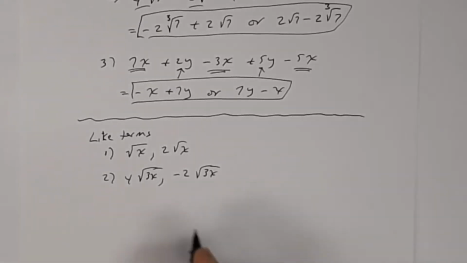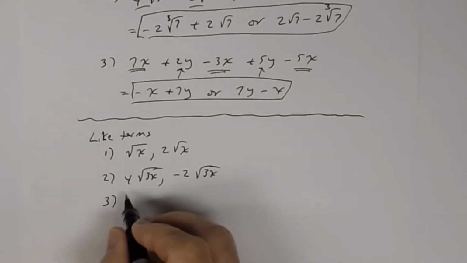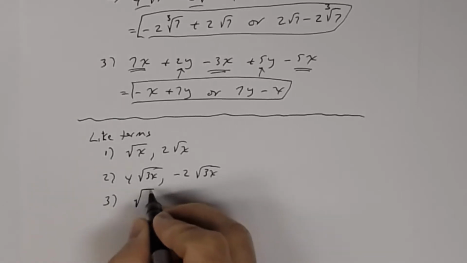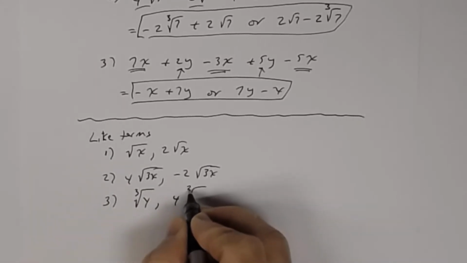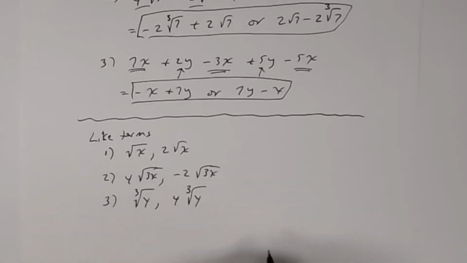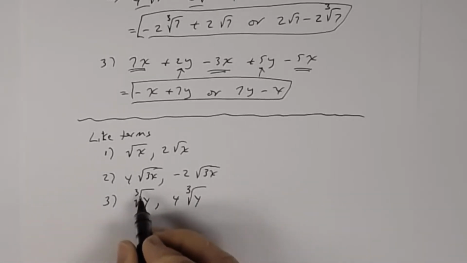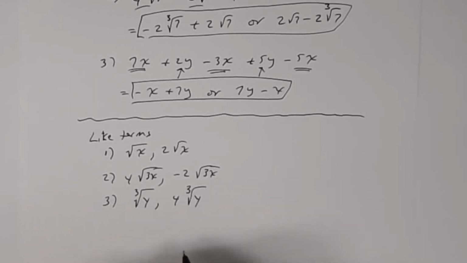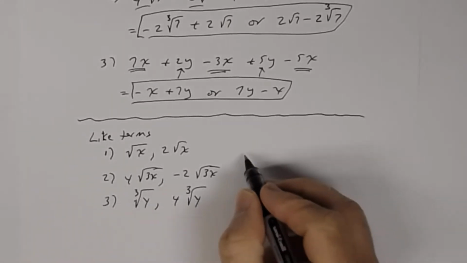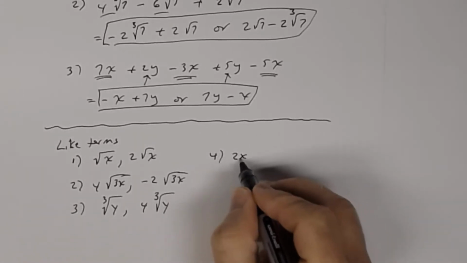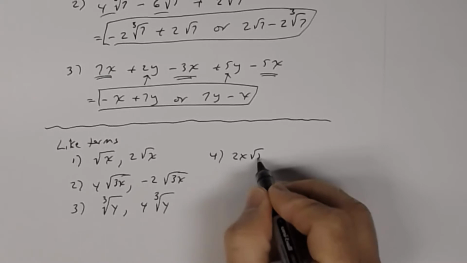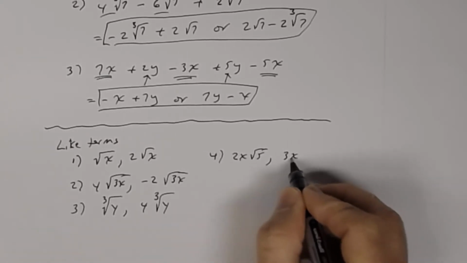All right, number 3. Let's suppose in number 3 I had this. The cube root of y, comma, 4 cube root of y. Those are like terms. They're like terms because the indices are the same, cube roots, and the radicands are the same. So those are like terms. Number 4, 2x square root of 5, comma, 3x square root of 5.